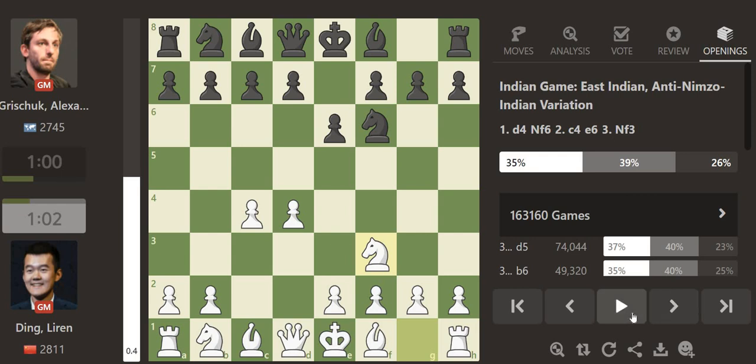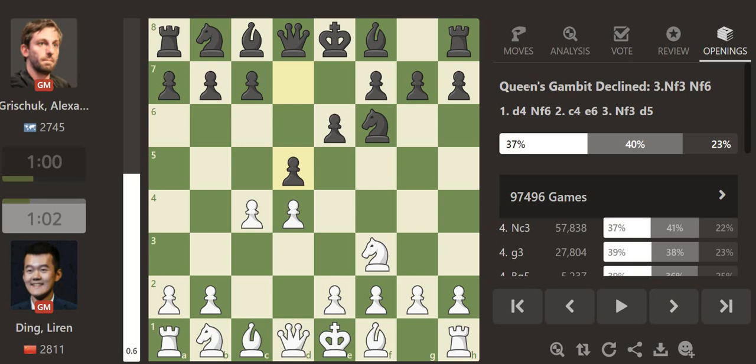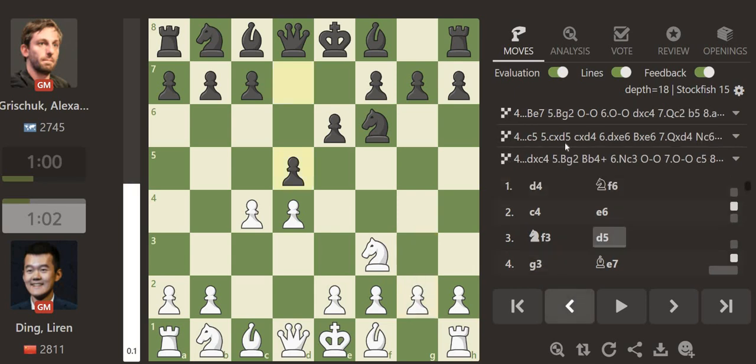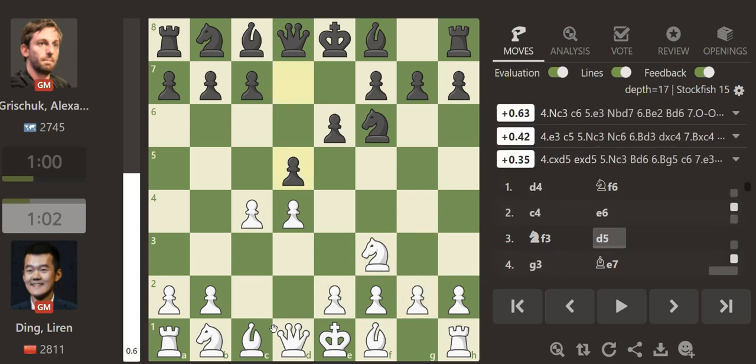And now we have knight to f3. And now we have queen's gambit declined. And now because we have d5. And now we have g3. But this isn't a good move here. It should be knight to c3. Go here. So you have the control of this square.